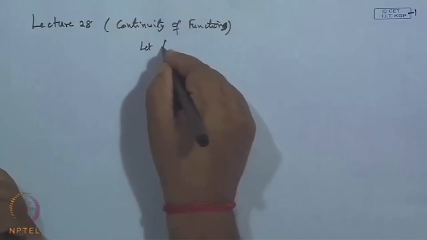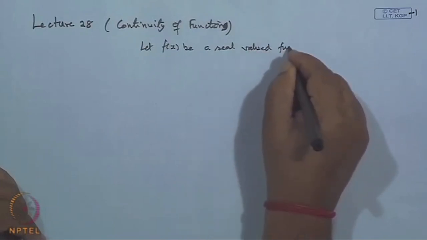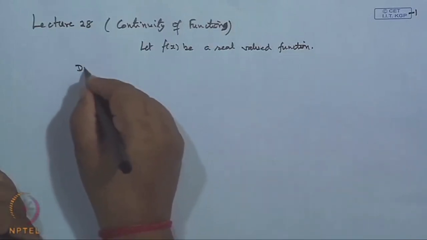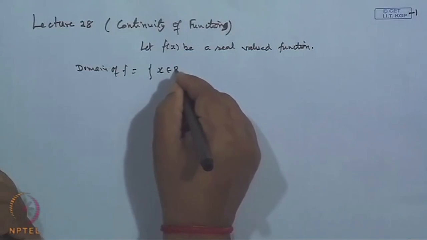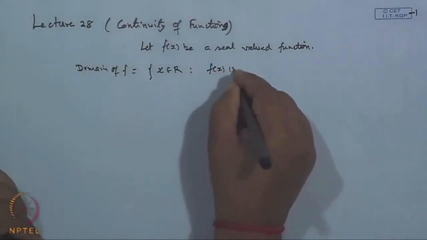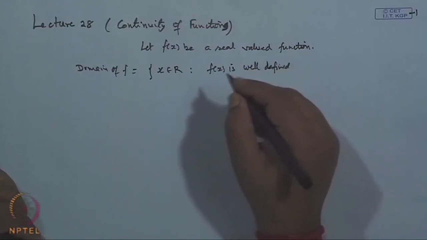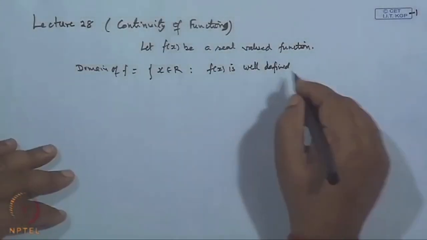And when we say f(x) is a real valued function, it means that the values of f(x) lie in the reals. So, let f(x) be a real valued function. By the domain of f, we mean the set of those real numbers x belonging to R, such that f(x) is well defined at this point. Means f(x) should not be infinity or minus infinity, and it must be a finite, well defined value.